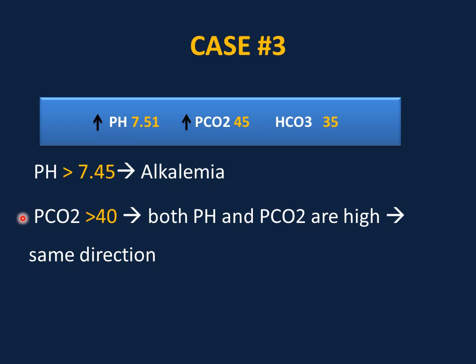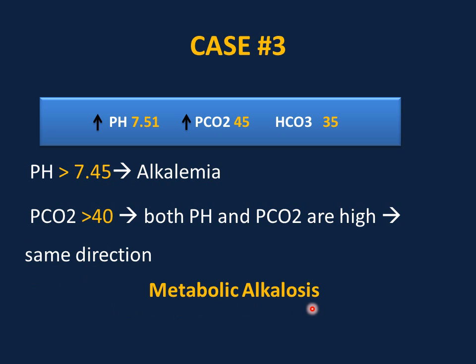Then the next step is to check the PCO2. The PCO2 is more than 40. So both pH and PCO2 are high, so in the same direction. So this is a case of metabolic alkalosis. So the pH is more than 7.45 and the PCO2 is more than 40. Both of them are elevated. This is metabolic alkalosis.